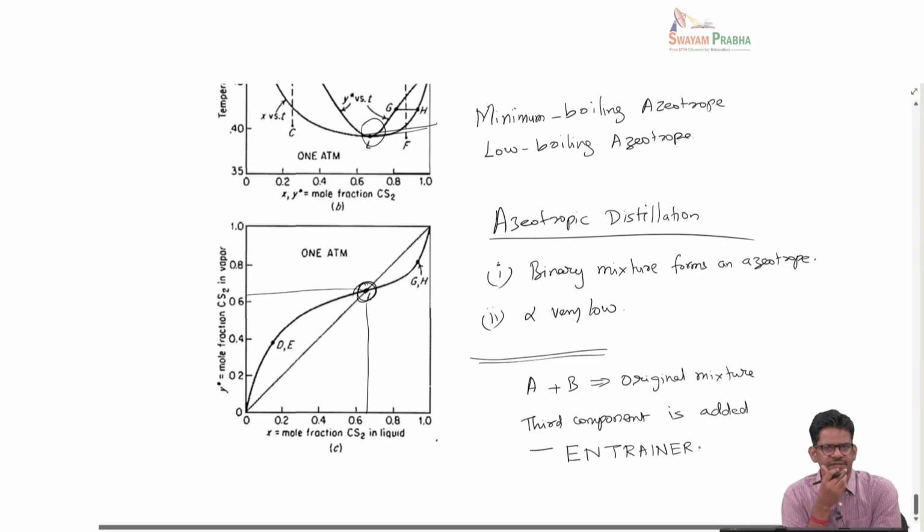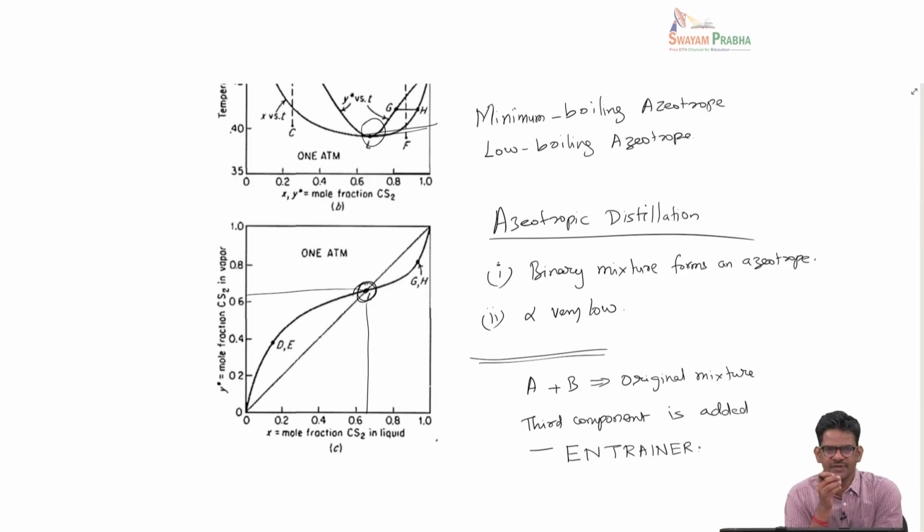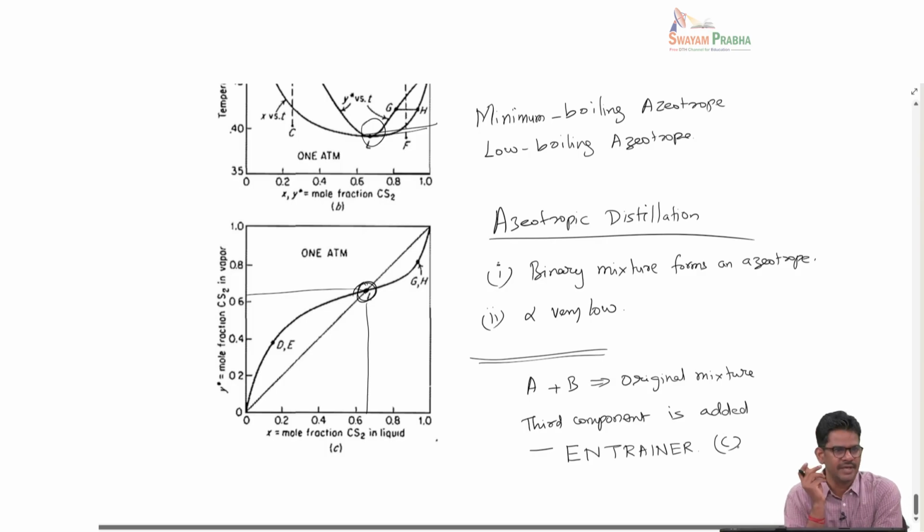So what is the role of this entrainer? What is it supposed to do? The requirement is that whatever we add as a third component, or entrainer, should make a low boiling azeotrope with one of the constituents of the original solution. Which means that if I add an entrainer as component C, this component C should make a low boiling azeotrope with either A or with B.